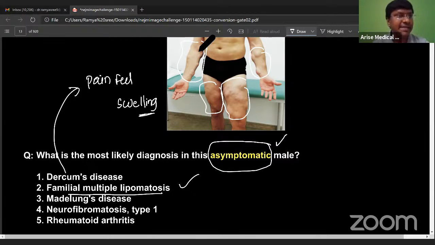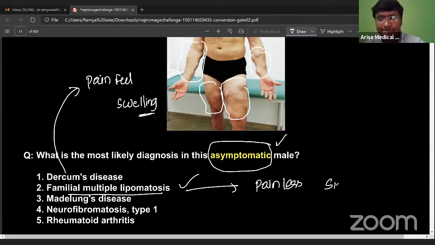Familial multiple lipomatosis. Okay, and these are the painless lesions, these are your painless swellings. Right? These are your painless swellings. Okay, so that is about your familial multiple lipomatosis. And definitely I do understand Dercum's disease is one of the very important differential diagnoses. But Dercum's disease is a painful swelling. It is not a painless swelling. Right? So that is how you will be able to differentiate Dercum's disease from familial multiple lipomatosis. Right? Next.